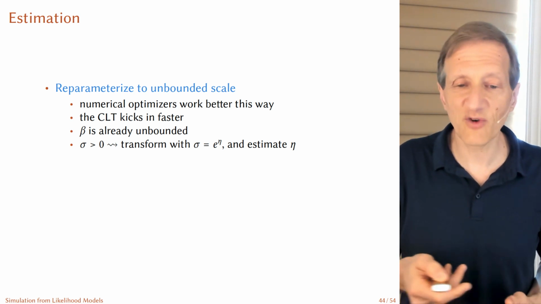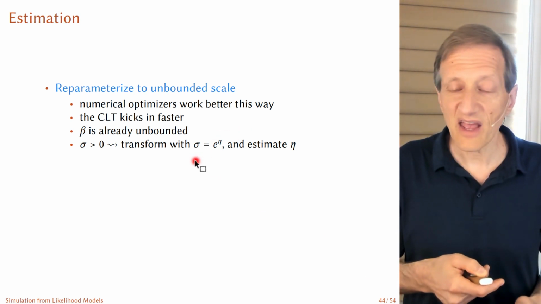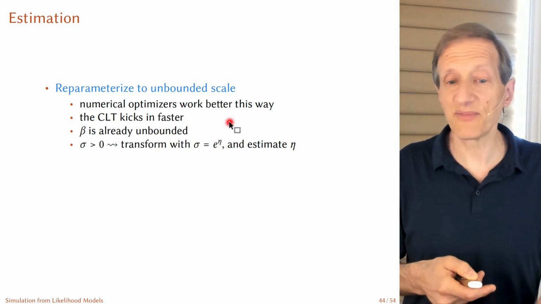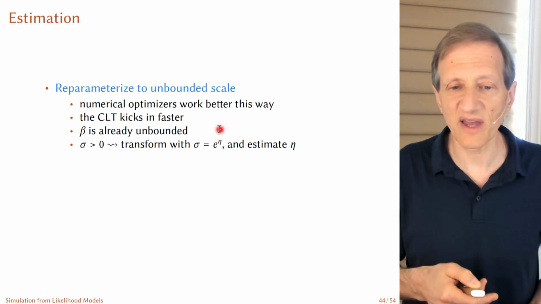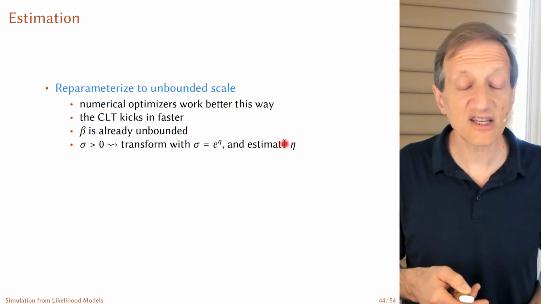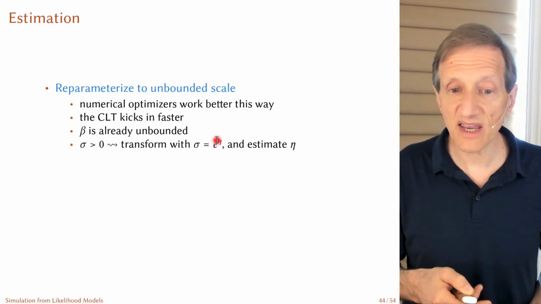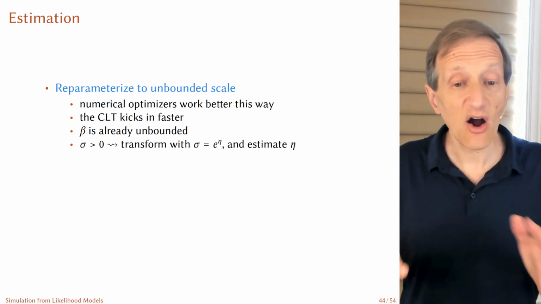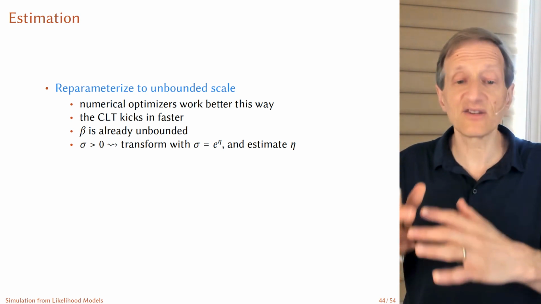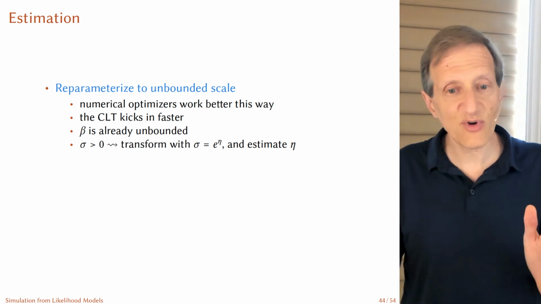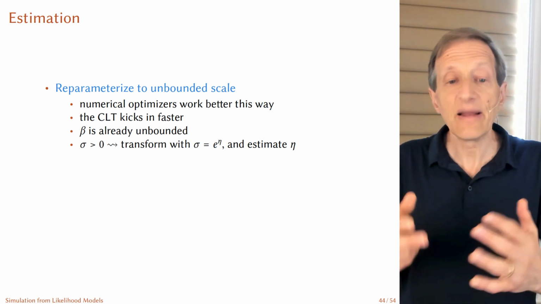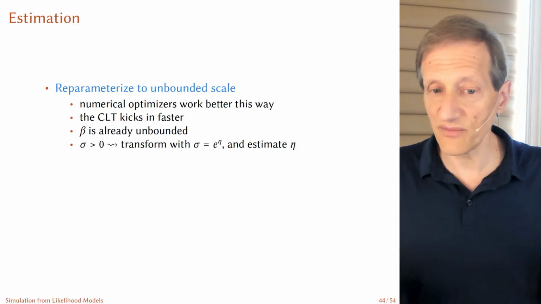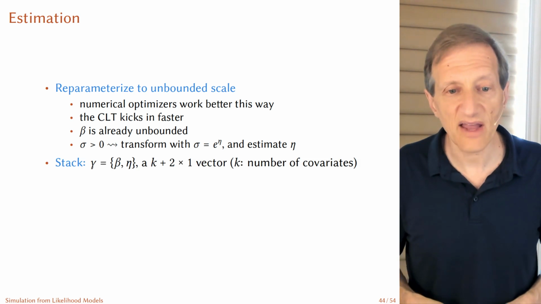How do we transform it? One way, there are other ways, is we take sigma equals e to the eta, and I just chose a new Greek letter. And the interesting thing here is if we estimate eta, no matter what eta we stick in here, we get a sigma that's greater than 0. So that's a great thing. So now our optimizer, which expects and likes and works better with an unbounded parameter, now has an unbounded parameter. We tell it, please find the maximum likelihood estimates of eta and beta, all of which are unbounded, and it'll just work better. Okay. How do we do this?